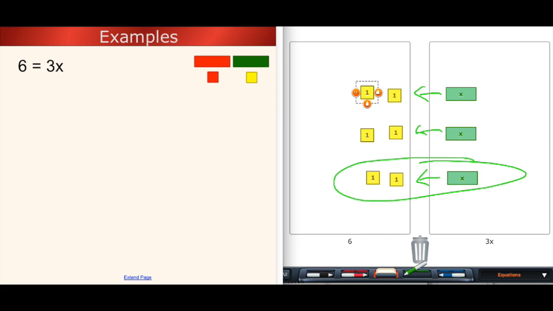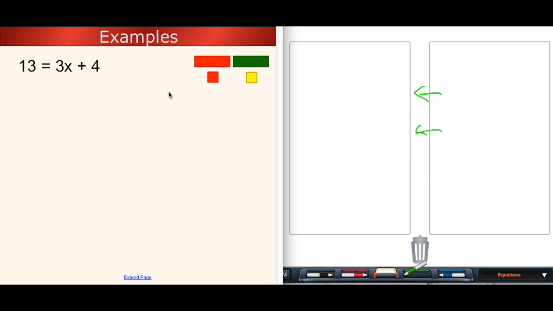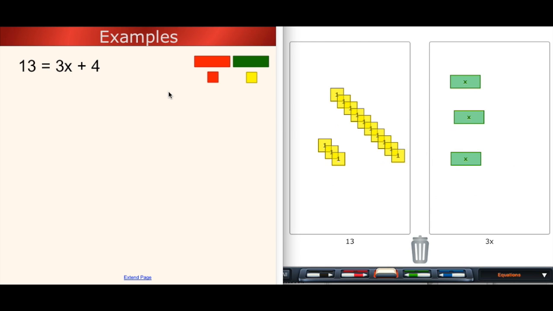So let's do maybe one more harder example where we combine some of these ideas. Let's look at this one. So I'll clear all this off. Okay. And I'm going to set up 13 on the left. So we got 1, 2, 3, 4, 5, 6, 7, 8, 9, 10, 11, 12, 13. Okay, so there's 13, and I need 3 x's over here, 1, 2, 3. And I need 4 singles over there, 1, 2, 3, 4. Okay, so here's our equation and algebra tiles set up.